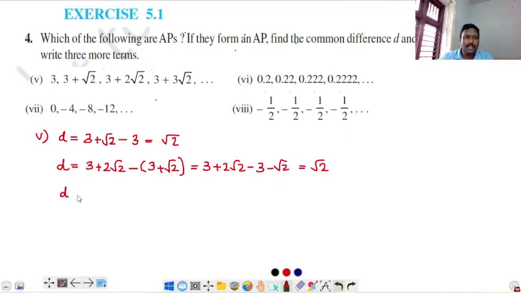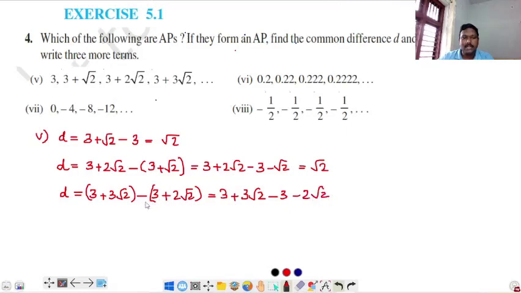Now next d we can find, next d is a4 minus a3. a4 minus a3 means 3 plus 3 root 2 minus 3 plus 2 root 2. You have to subtract this one. So you will get 3 plus 3 root 2 minus 3 minus 2 root 2. When we open this bracket, we will get minus 3 minus 2 root 2. Here also 3 getting cancelled, and 3 root 2 minus 2 root 2 is how much? Is equal to root 2.